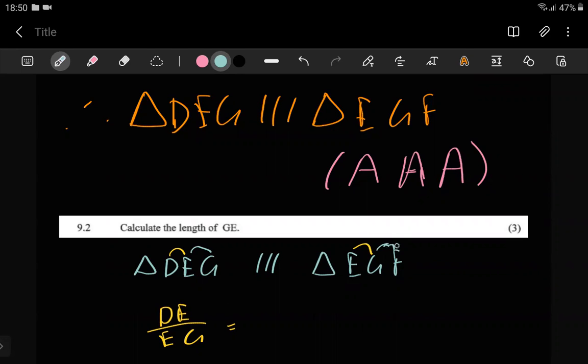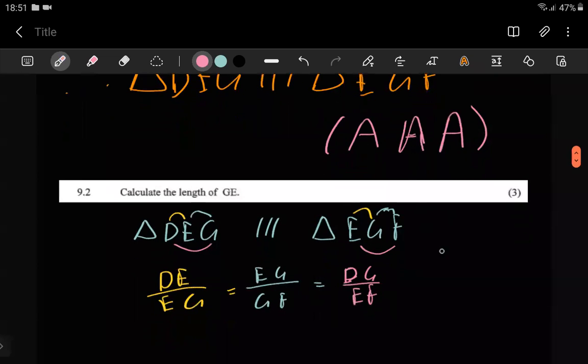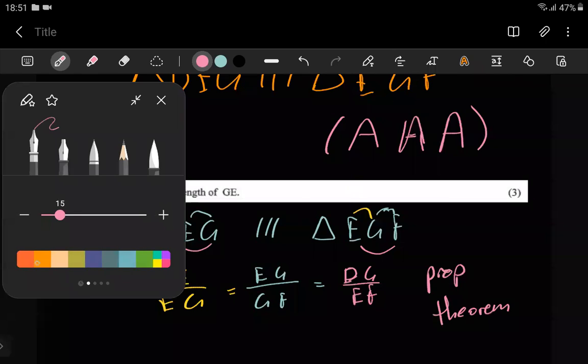So you have here EG over GF, which is also equal to DG over EF. You're able to write all this out. Your reason will just be proportionality theorem. Now, the reason for you writing this out is because of the question they asked. They asked us to get EG.